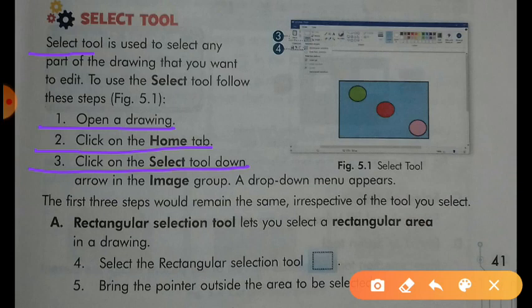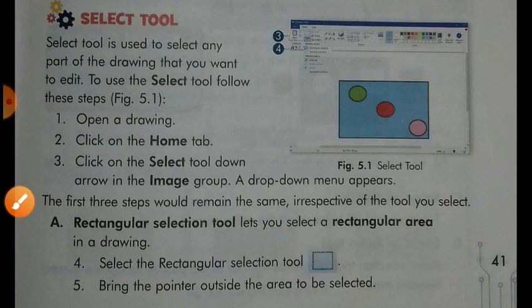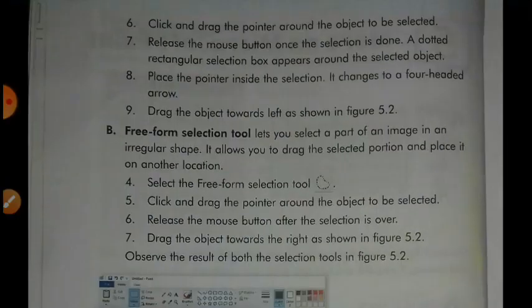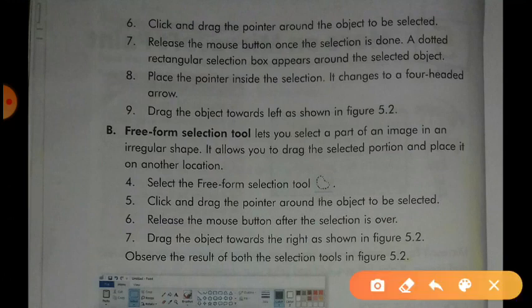A rectangular selection tool lets you select a rectangular area. So select the rectangular selection tool and bring the mouse pointer outside the area to be selected. Now, dear students, come to the next page, and then you have to click and drag the pointer around the object to be selected.